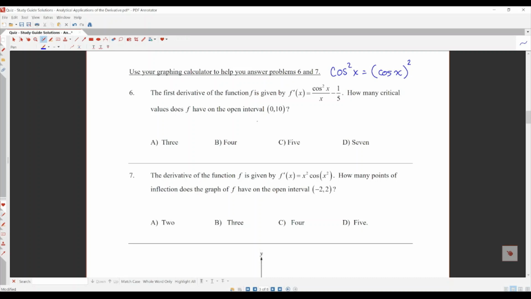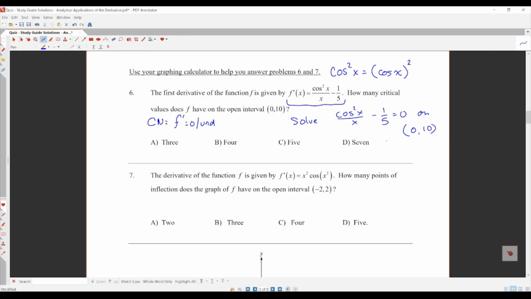0 to 10? So again, critical values or critical numbers happen whenever f prime is 0 or undefined. So since we already have the graph of f, all I need to do is solve for when cosine squared of x over x minus 1/5 is equal to 0 on the open interval from 0 to 10. Now that's significant because here we're dividing by x. If x was 0, this would be undefined, but we're not including 0 on that interval.